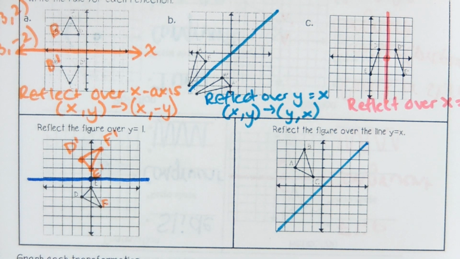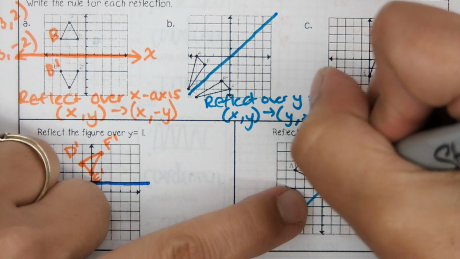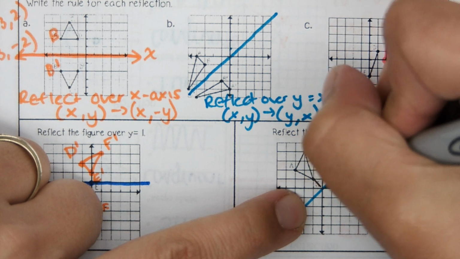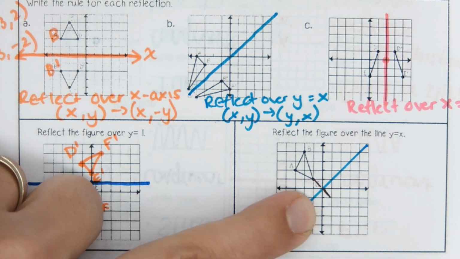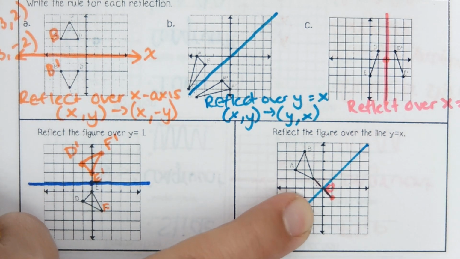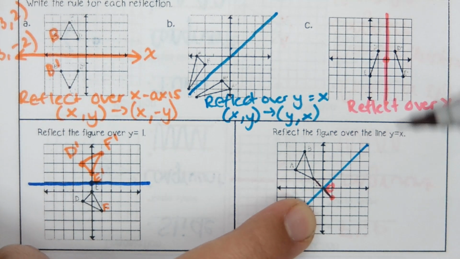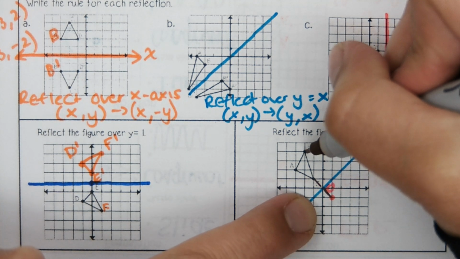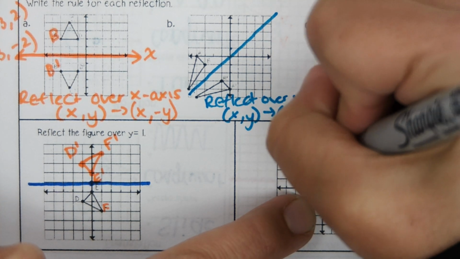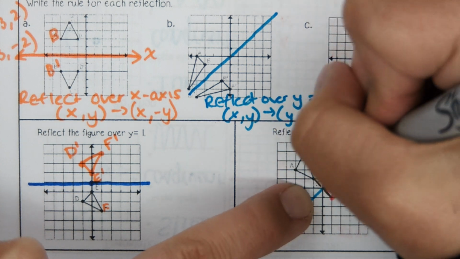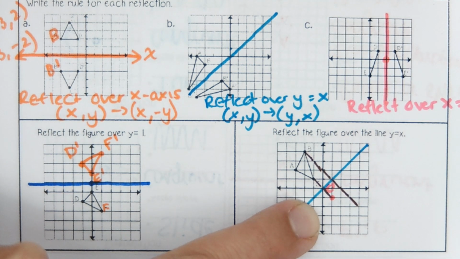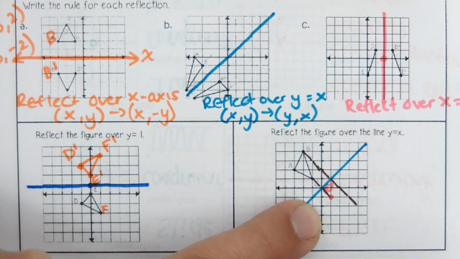Okay, and then reflecting these points over, I'm going to count the diagonals. So from C to this line is 1 diagonal. So I can put C prime 1 diagonal away. So here is C prime. And then from B to this line, 1 diagonal, 2 diagonal, 3 diagonal. So I do 1, 2, 3, and put B prime right here.